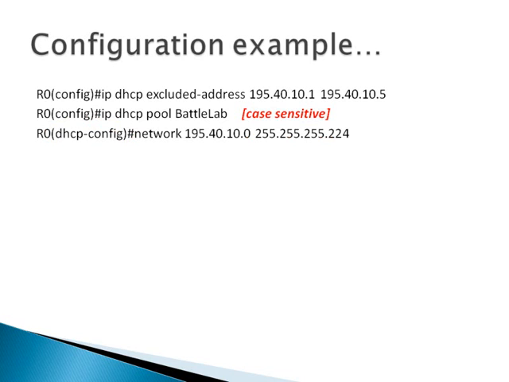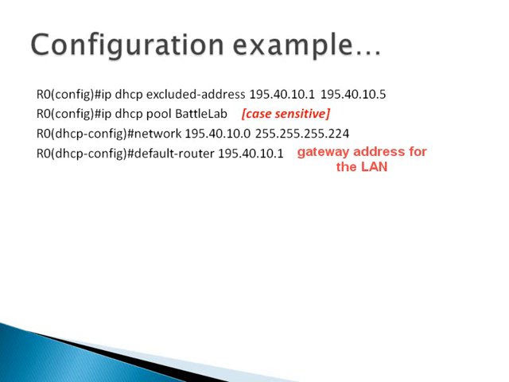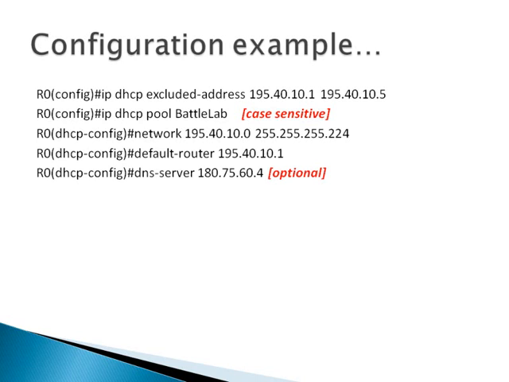We're going to add in our network, the 195.40.10.0 network with the subnet mask of 255.255.255.224. This lets us know we're going to have a range of 32 addresses for this network. Default-router 195.40.10.1. That is the gateway address. That's the address of the fast Ethernet port of that router. And an optional dns-server 180.75.60.4. Like I said, that's an optional entry that's not necessary. Then you type exit.